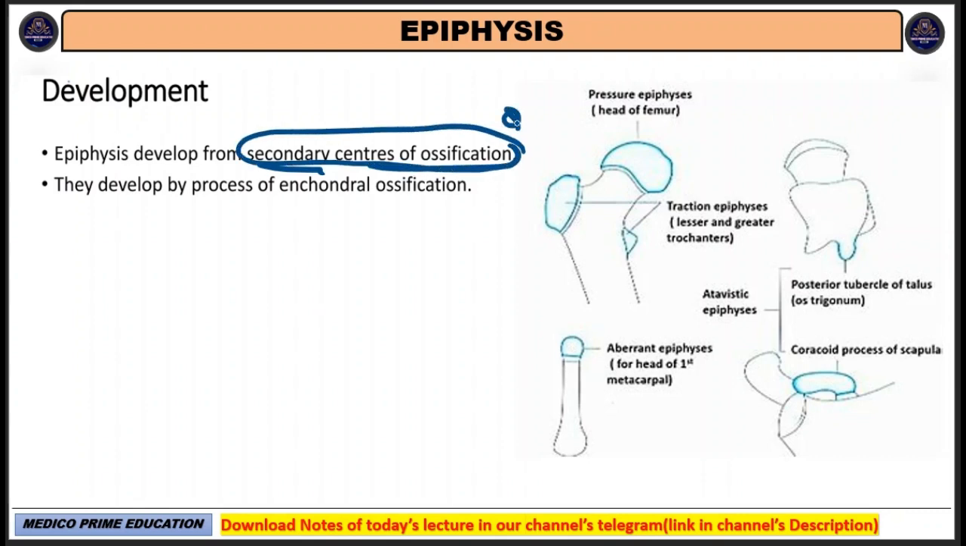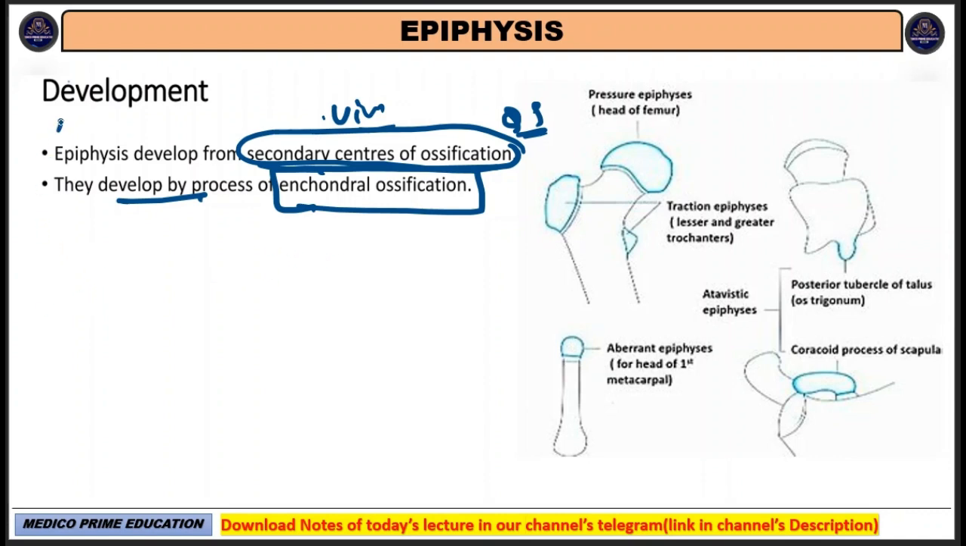Remember this point. This is a very, very important point. When we discuss the ossification, we will also discuss the secondary ossification, primary ossification. One of the best examples of secondary ossification is epiphysis. Most important viva question for you. Okay, they develop by the process of endochondral ossification. Okay, so there are endochondral ossification, mesenchymal ossification. These all are the types of ossification, and there are two centers of ossification: primary center of ossification and secondary center of ossification. We will discuss in the chapter of ossification.